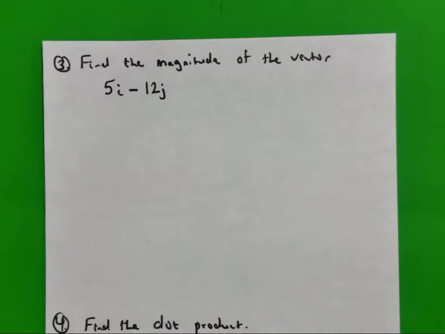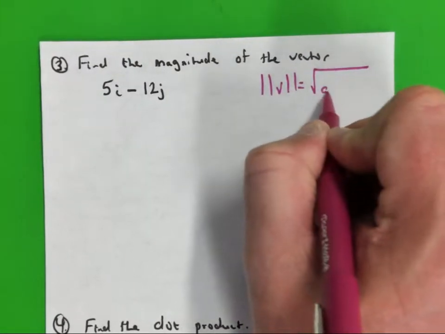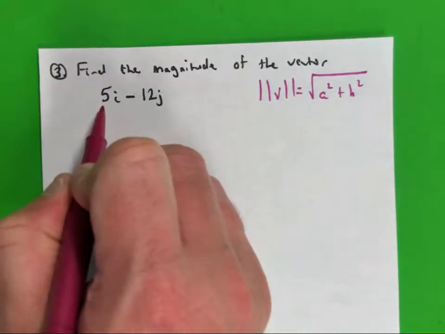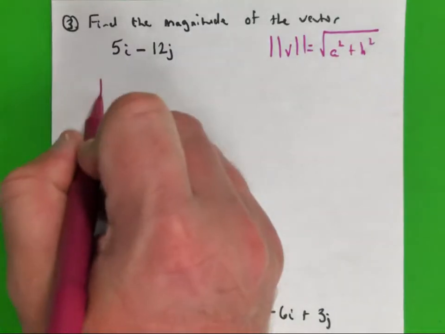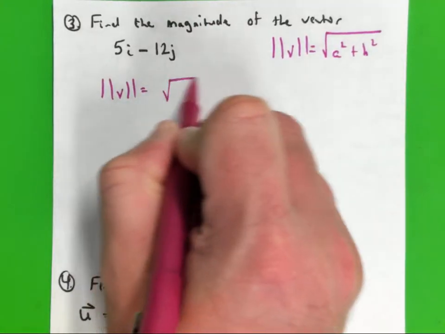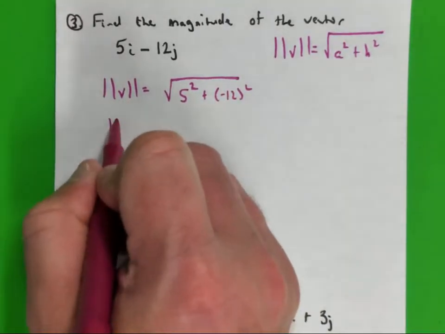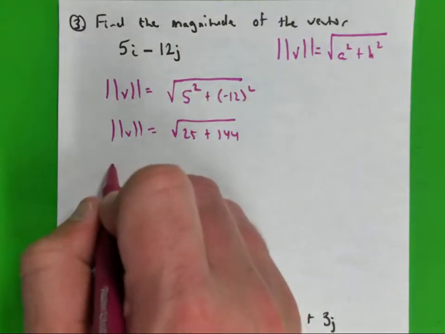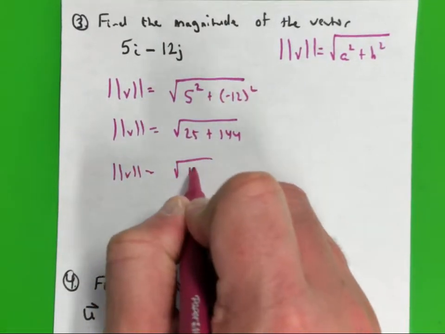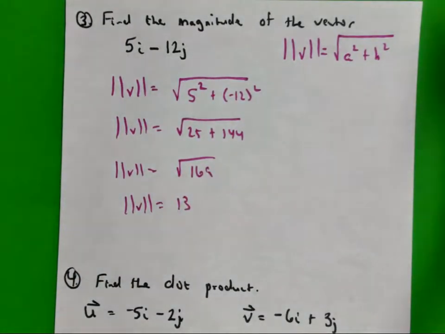It says find the magnitude of this vector 5i minus 12j. Remember the magnitude formula equals the square root of a squared plus b squared. This is your a term, that's your b term. Okay? So finding the magnitude, my a is 5, my b is negative 12. That gives me 169. What's the square root of 169? 13. That's the length of the vector. It's 13 units.